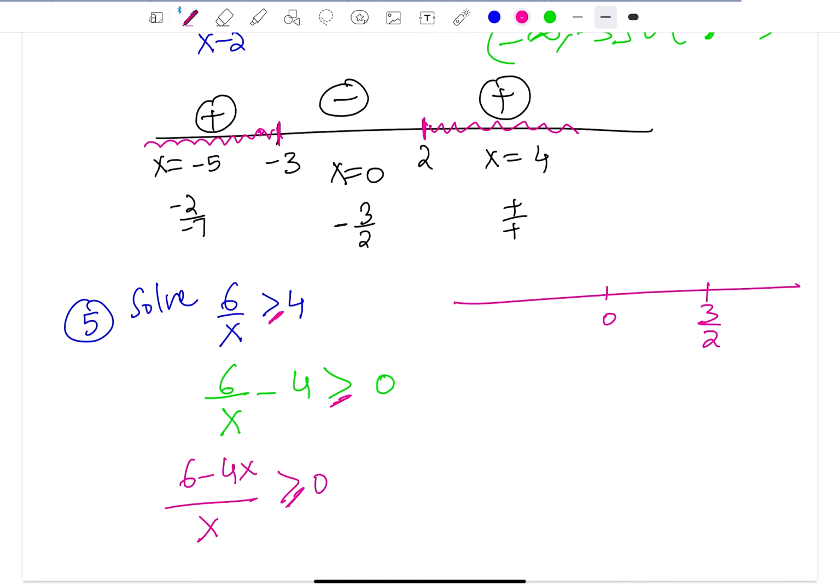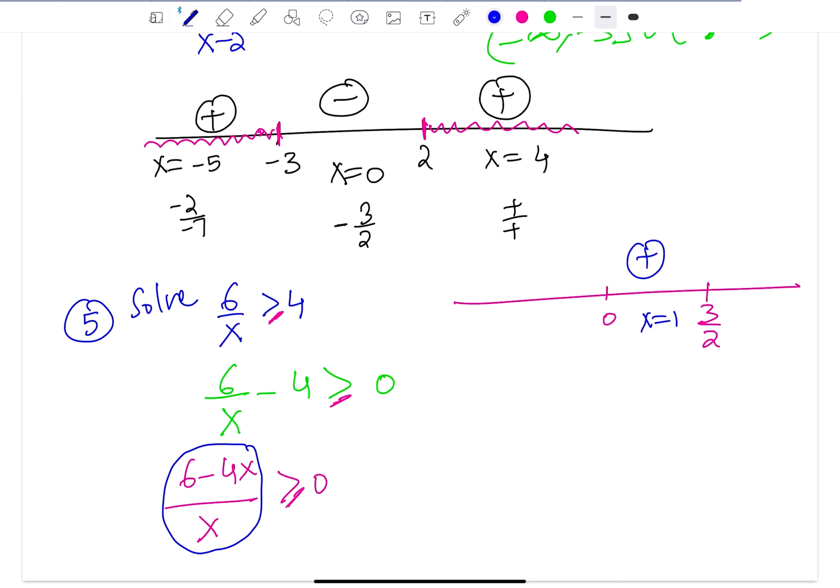Right, so I can pick my test points now. In between, I'll pick x equals 1. You want to pick a nice number in between. Of course, you can pick x equals 1.2578, whatever you want, but picking nice numbers makes calculations easier. If x is 1, the left-hand side would be 6 minus 4, which is 2, divided by 1. It's going to be positive.